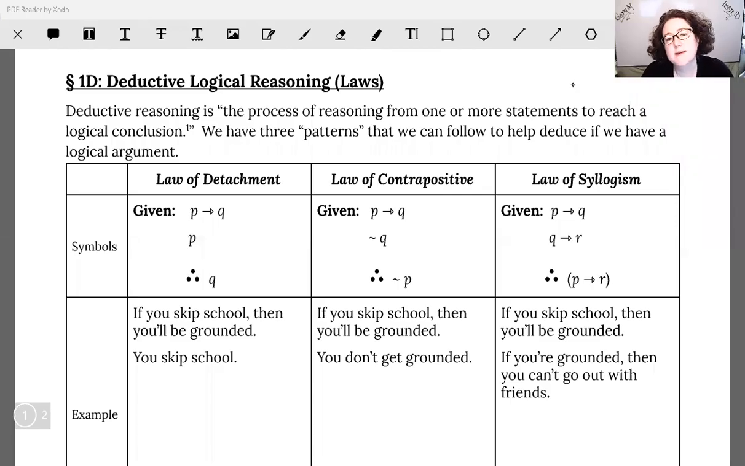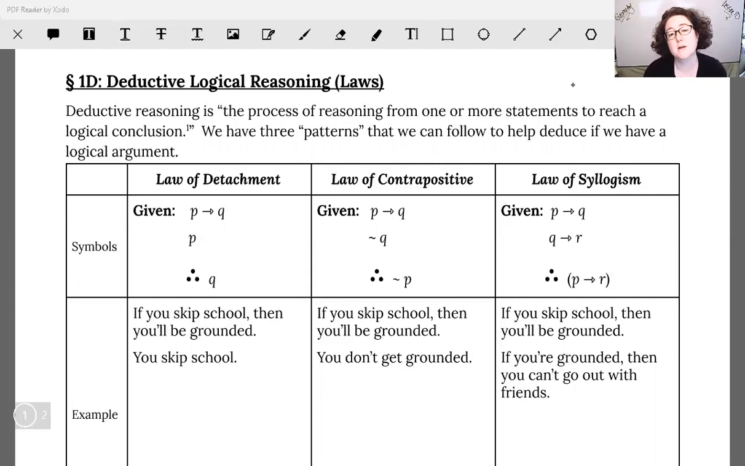Our topic in this video is deductive logical reasoning, which is basically the process of taking one or more statements and using them to come to a logical conclusion. So we've got three patterns that we need to be able to apply to these statements. While you don't need to remember the names of the patterns, you do need to be able to determine whether or not something is creating a valid conclusion based on statements that you have. And I find it does help me to know what the patterns are so I can use them for comparison.